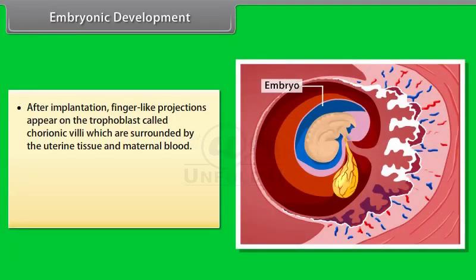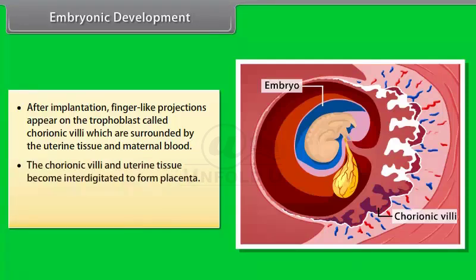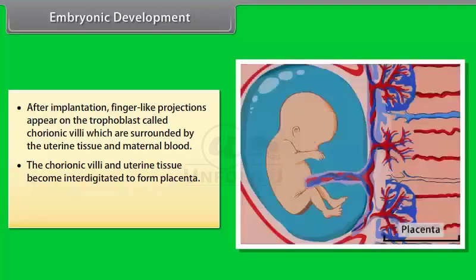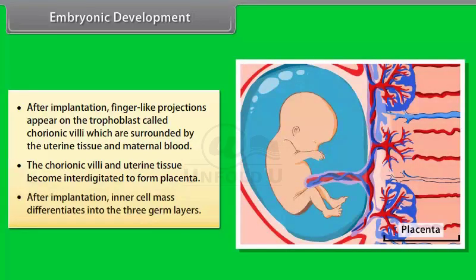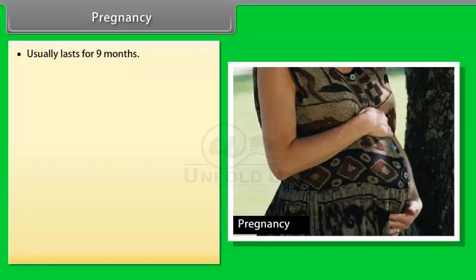Embryonic development. After implantation, finger-like projections appear on the trophoblast called chorionic villi, which are surrounded by the uterine tissue and maternal blood. The chorionic villi and uterine tissue become interdigitated to form placenta. After implantation, inner cell mass differentiates into 3 germ layers. Pregnancy usually lasts for 9 months, divided into 3 trimesters.